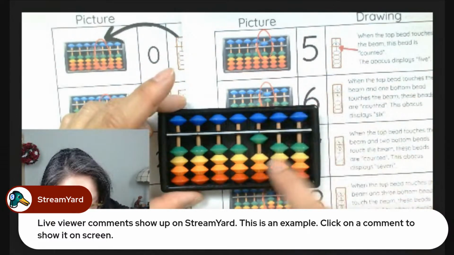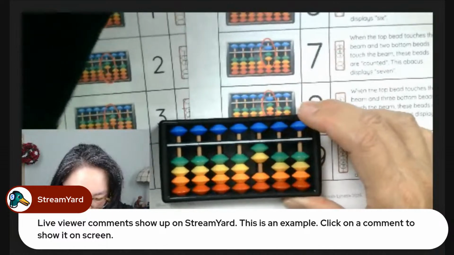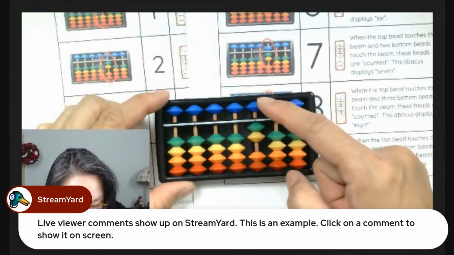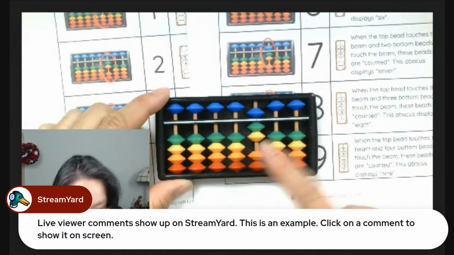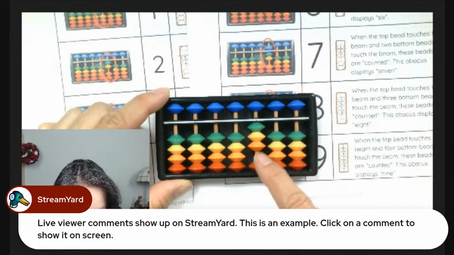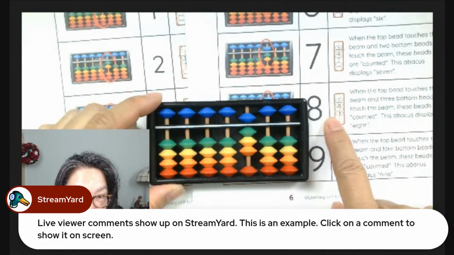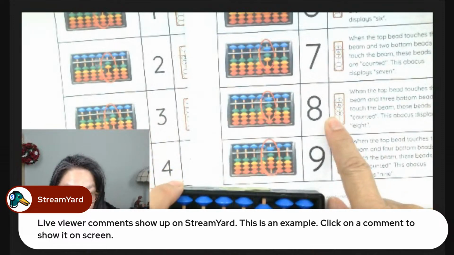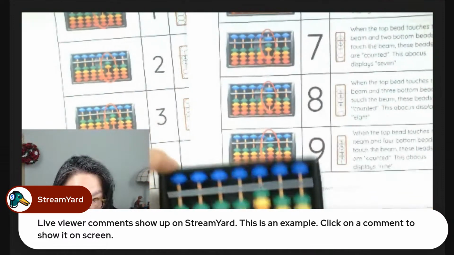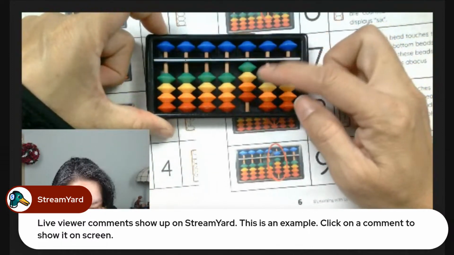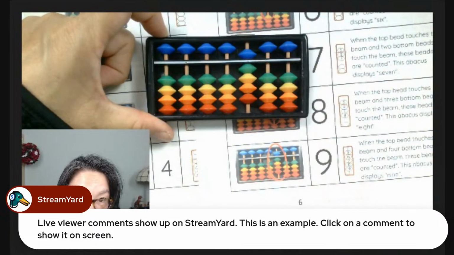So when we look, we have 2, right? Easy. 2, not a problem. But then when we add the 5, we have 7. What happens when we do 3? We have 1, 2, 3, easy to see, but we add the 5, we're now at 8. And then we do it again. If we have 4, and then we add the 5, there we have 9.